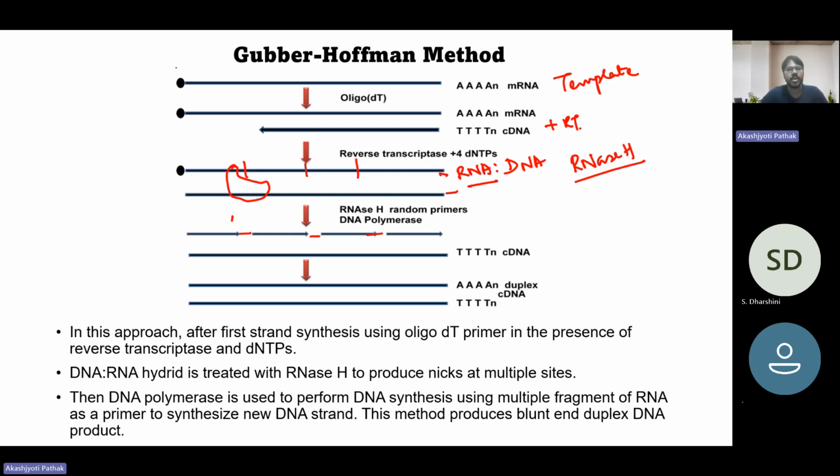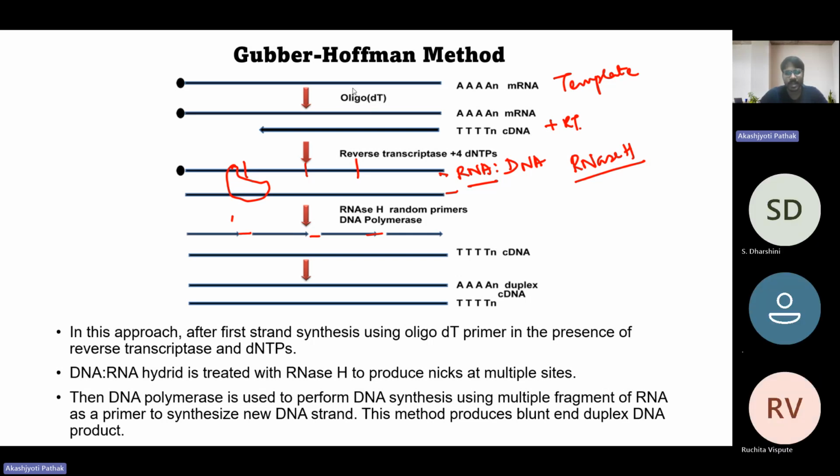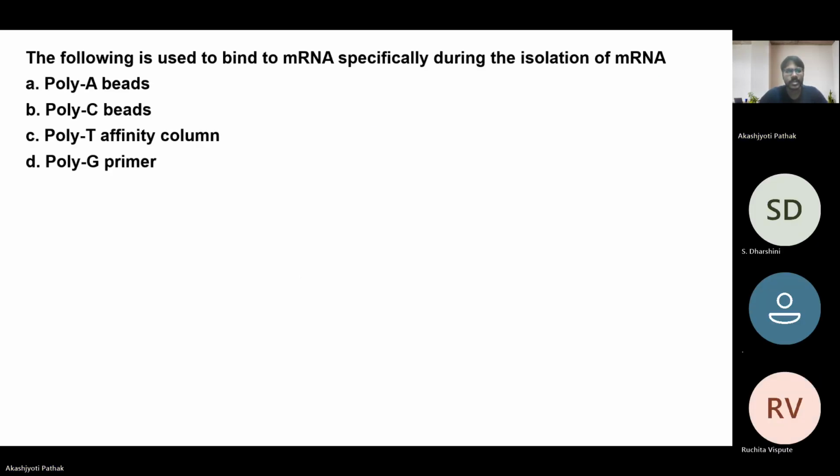In the Gruber-Hoffman method, you are doing the same thing. The only difference is that to degrade the RNA, you are treating it with RNase H. So these points are clear, right? These are explained in the lectures as well. I'm just quickly brushing up your concepts.